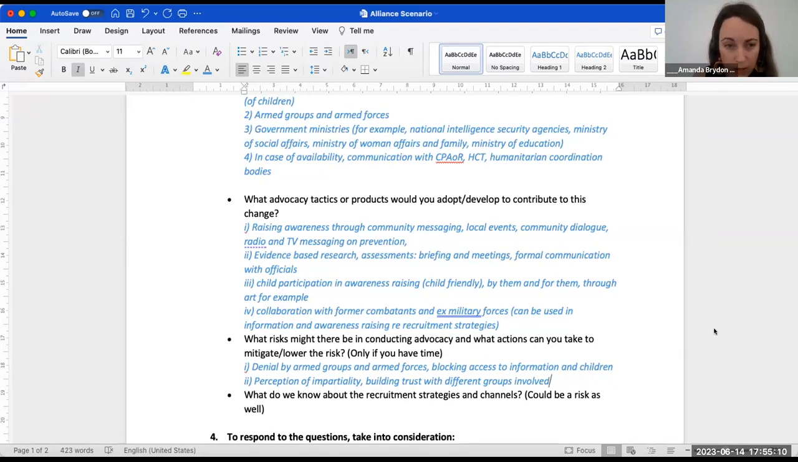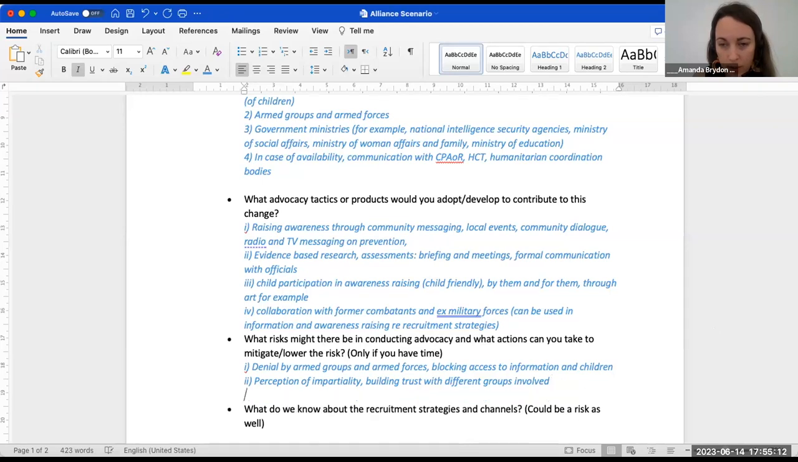Yeah, risk of re-recruitment. And that's a general risk, let alone whether it's in conducting the advocacy as well.